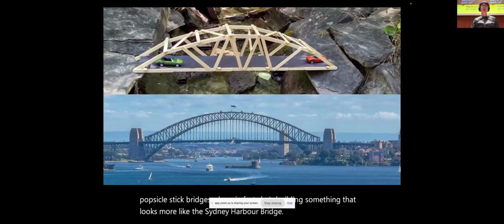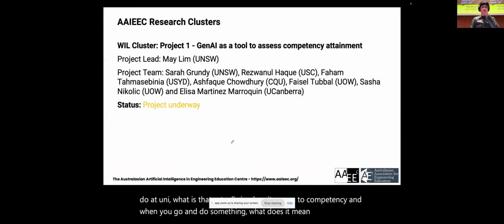And this says to me, perhaps our students are not really thinking of themselves as engineers as we like, or perhaps we have not really inculcated what actually being an engineer means to our students. And when it comes to that kind of thinking, perhaps we need to provide more feedback to the student. Everything you do at uni, what is that actually, when it comes to competency? And when you go and do something, what does it mean again? So this is sort of the thing we're thinking about in Wheel Cluster Project 1.